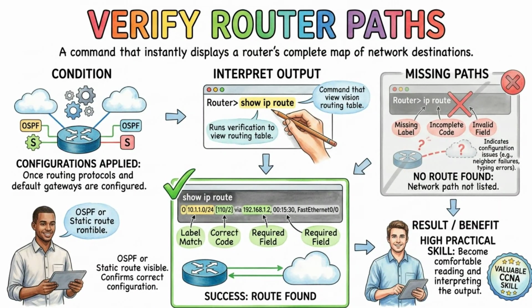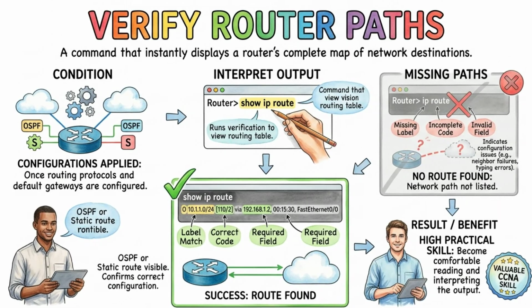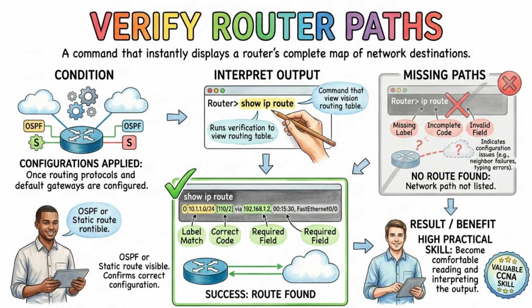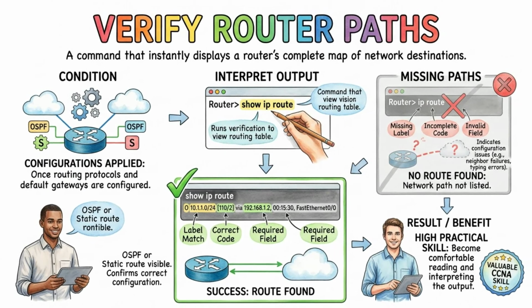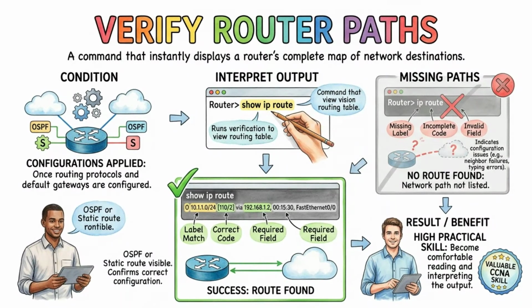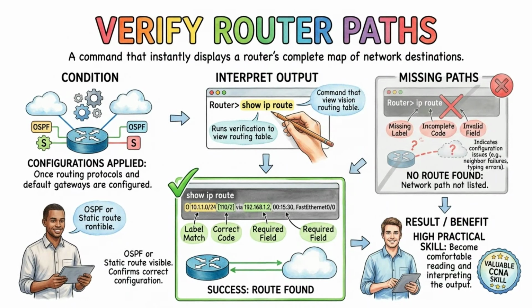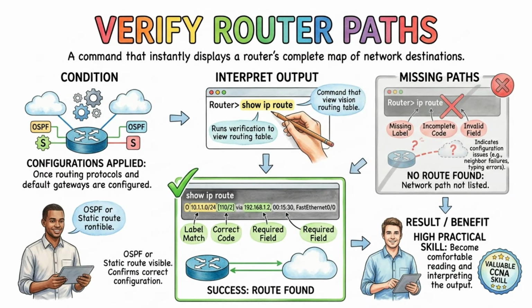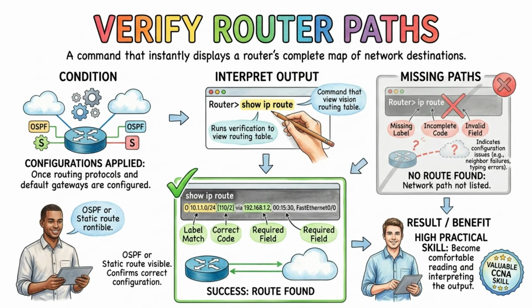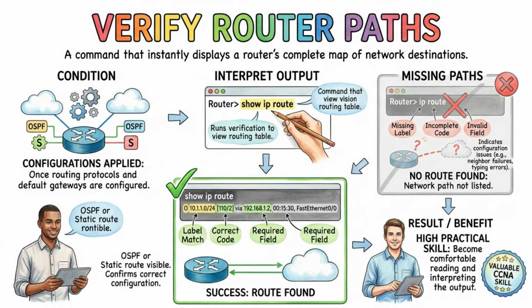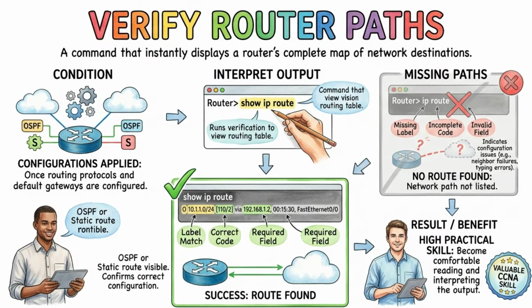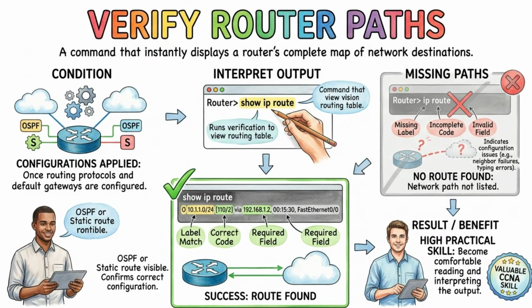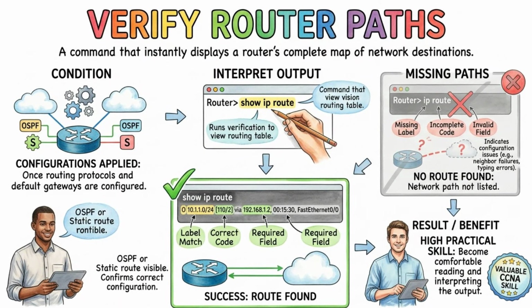Once your routing protocols and default gateways are configured, you will use specific command line tools to verify everything is operating perfectly. Your most powerful tool is the show IP route command, which instantly prints the entire routing table directly onto your terminal screen. By reading this output, you can quickly verify if your OSPF neighbor relationships formed correctly and if your static routes are typed properly. If a network path is missing from this output, you know immediately that you have a configuration issue preventing the router from learning the destination.